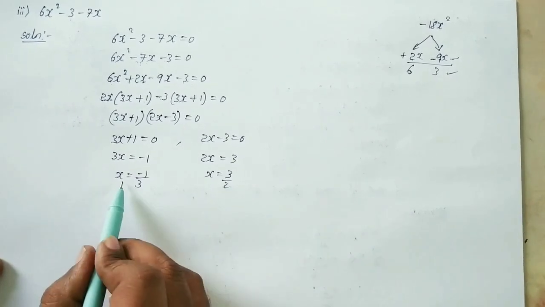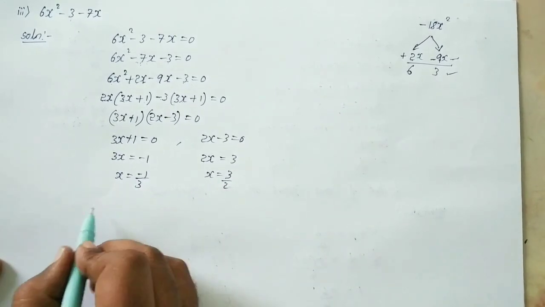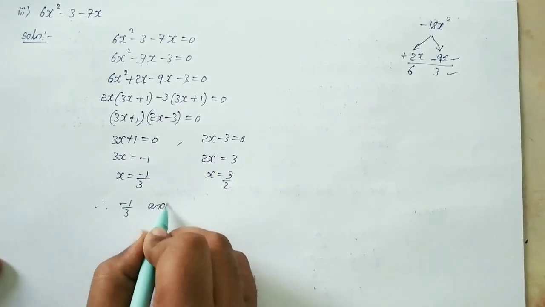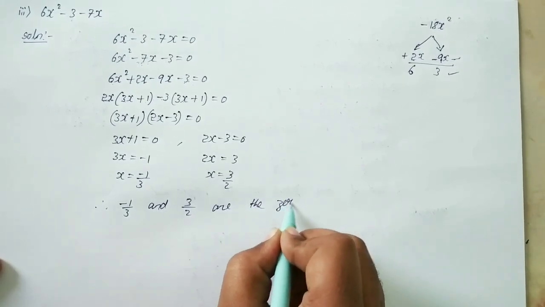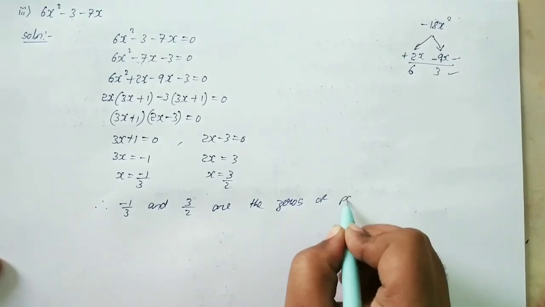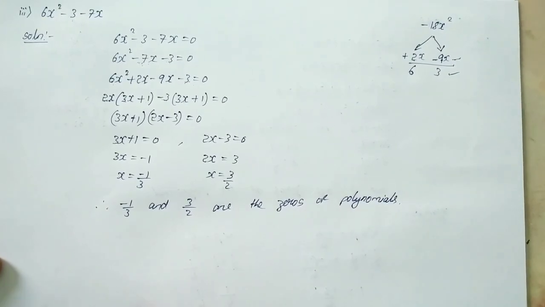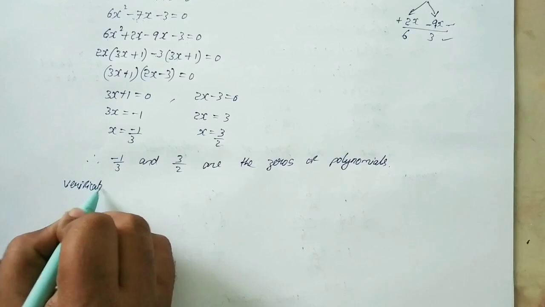Right? So the value of x is minus 1 by 3 and one more is 3 by 2. So therefore, what are the zeros we have? Minus 1 by 3 and 3 by 2 are the zeros of the polynomial. So next we have to verify this one, verification.